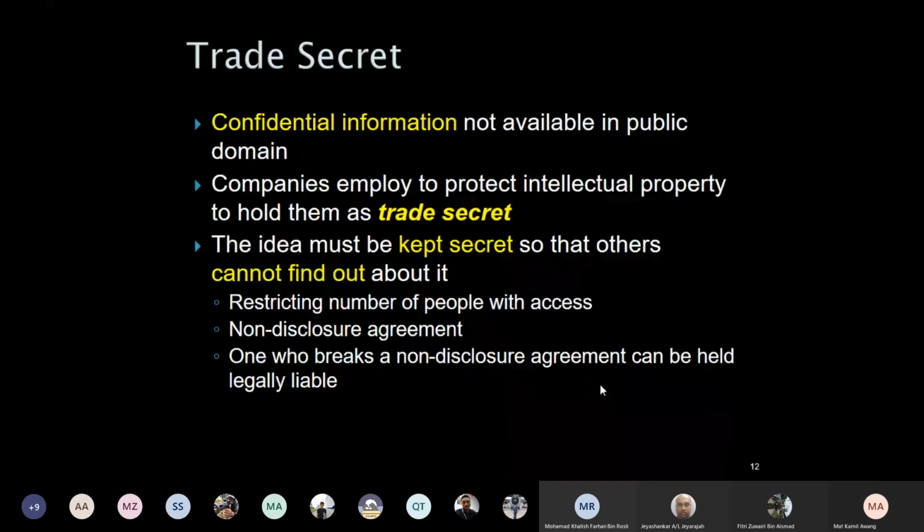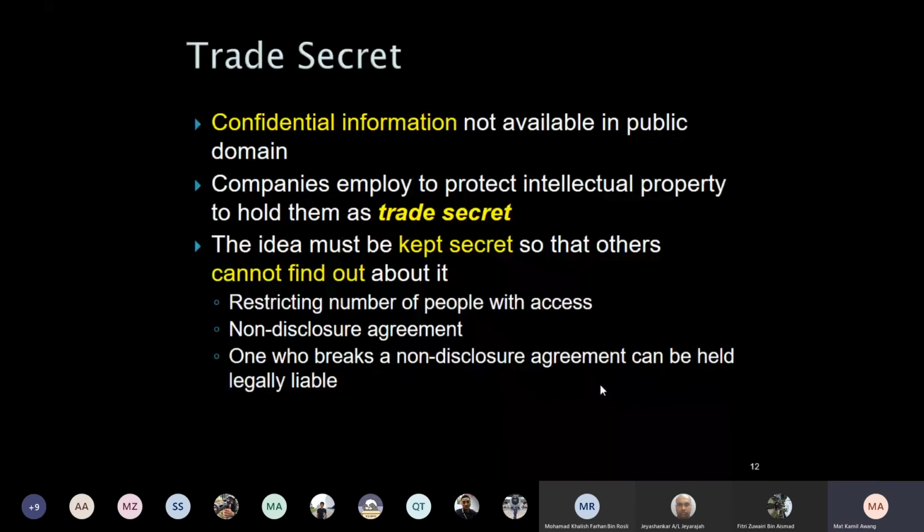How do you protect information? You just allow one or two people to go into your manufacturing facility and put in those secret ingredients, for example. And the person entrusted with the secret must sign a non-disclosure agreement that they will protect that information and will not reveal it to anybody else until they die.